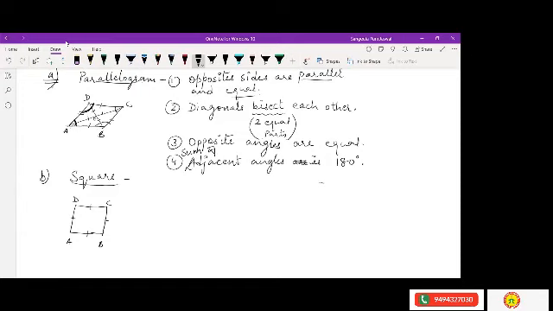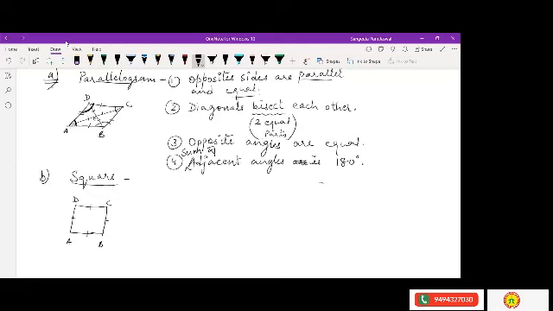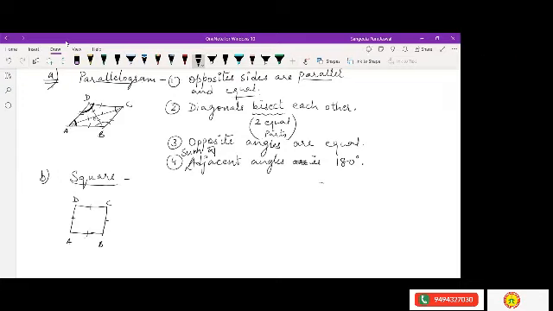Do you know that? Yes, ma'am. And we also know that the opposite sides are parallel also. All sides are equal in fact, but opposite sides are parallel also. Then one more thing we know about a square is that at the vertex, there is an angle of 90 degrees made here. At every vertex, the angle made is a right angle. Right?